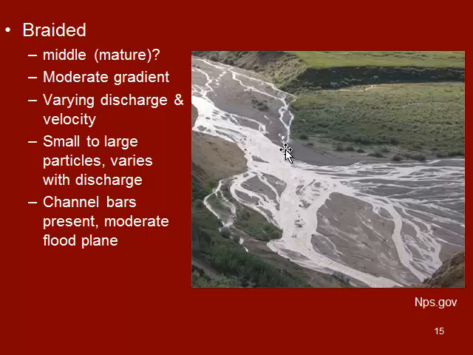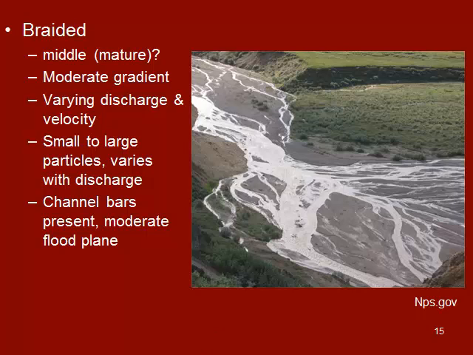These have a moderate gradient. They vary in discharge and velocity. In some wetter months, it's going to have a higher discharge, higher amount of water flowing. It can carry more particles, so we have a lot of change, a lot of erosion that happens. Once that discharge decreases, the velocity slows down, the river stops carrying all those particles and deposits these channel bars. So we can have small to large particles, and that can change, like I said, with discharge.